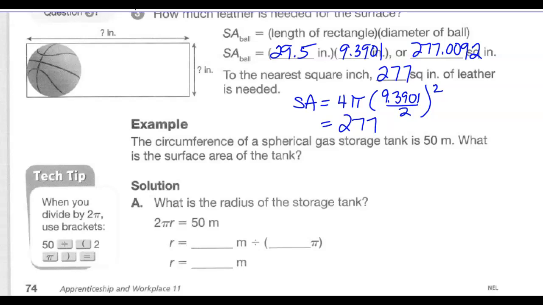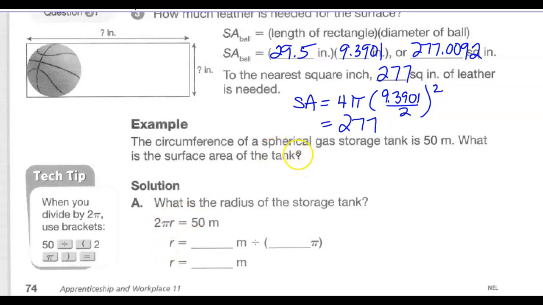Next one, the circumference of a spherical gas tank is 50 meters. What is the surface area of the tank? So again, it's giving you the circumference. It's not giving you the diameter or the radius. So first thing, what is the radius of the storage tank? We have to remember circumference is 2 pi r, or pi times diameter.